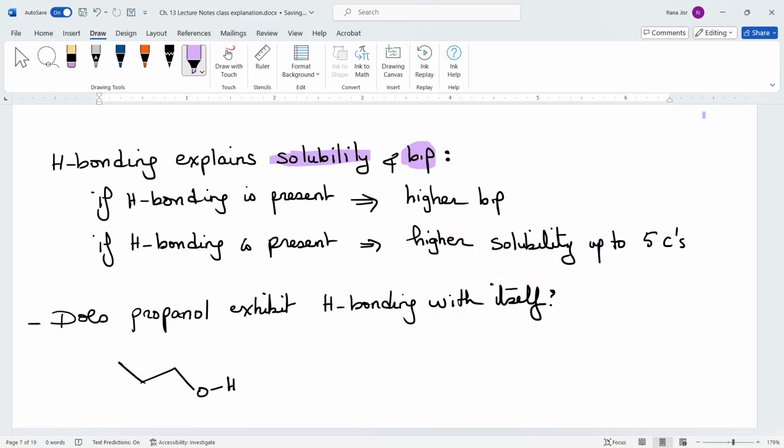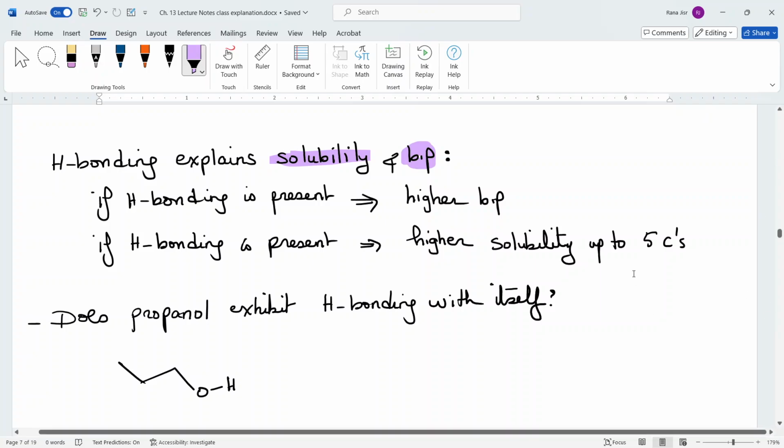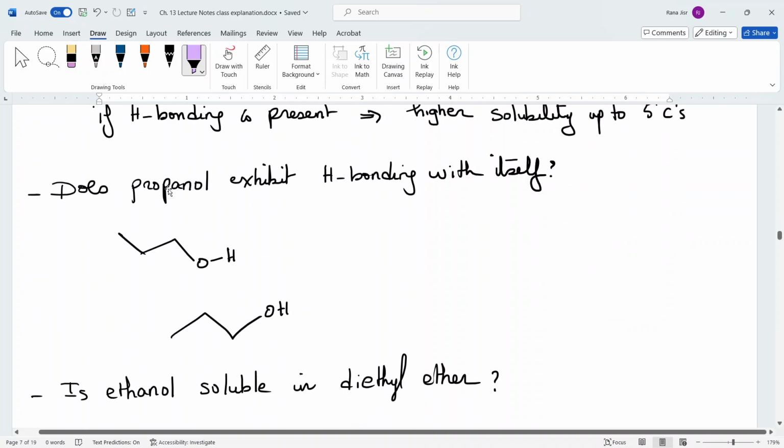carbons or less. More than 5 carbons, the effect of the hydrogen bonding, even if it's present, is going to minimize, and the compound is going to be water insoluble. It's going to be hydrophobic because of the more carbons in the chain. So let's have an example.